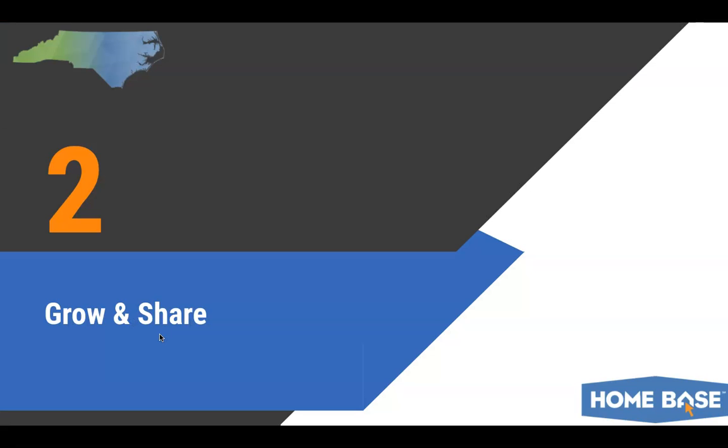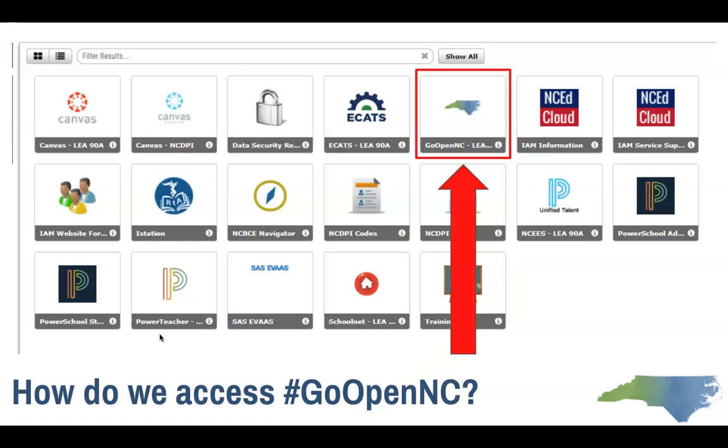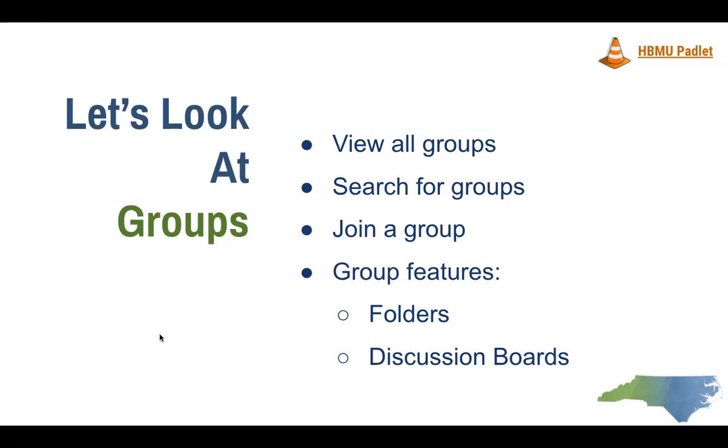All right, so we're really going to dive into the platform now and talk about our Grow and Share. So the first thing, I just want to remind everyone of how we access Go Openmc. You can access Go Openmc from your NC Ed Cloud tray by clicking on the icon that looks like the state of North Carolina. Or you can also go in via our website, just typing in. However, if you are typing in, you're going to want to make sure that you sign in to the platform, which I'll show you in just a second.